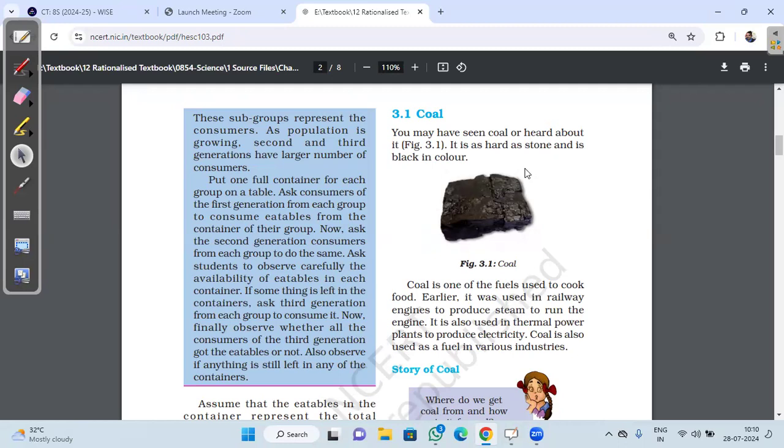So coal is black colored and just like a stone. It is very hard. It is one of the fuels used to cook food. In earlier times, coal was also used to cook food. Nowadays, we are not using coal to cook food. We are using LPG to cook food.